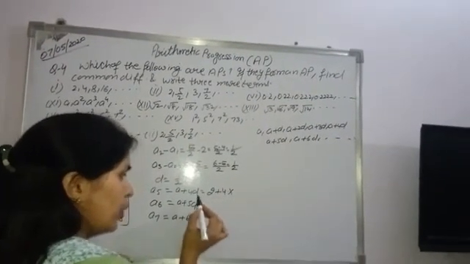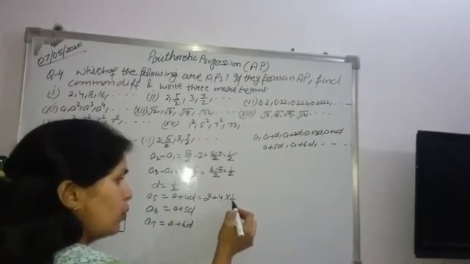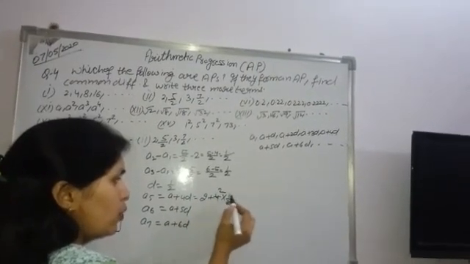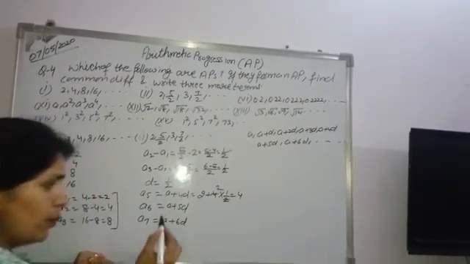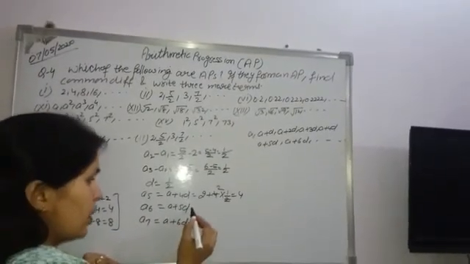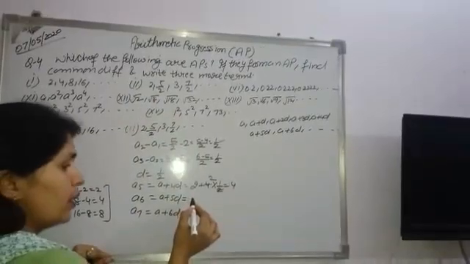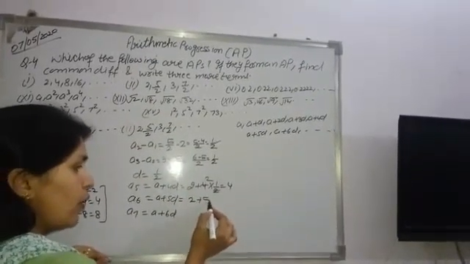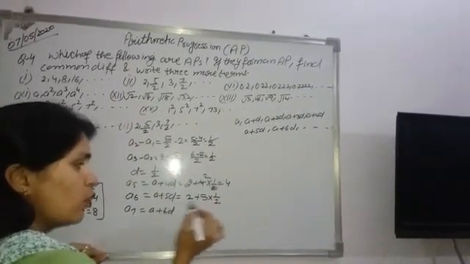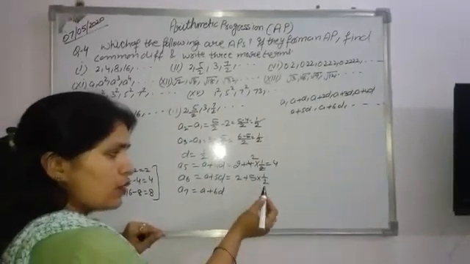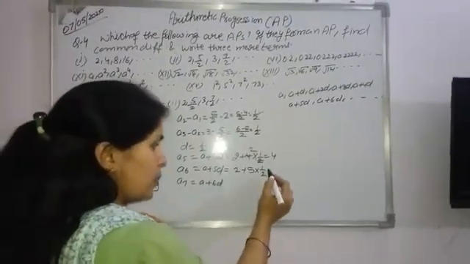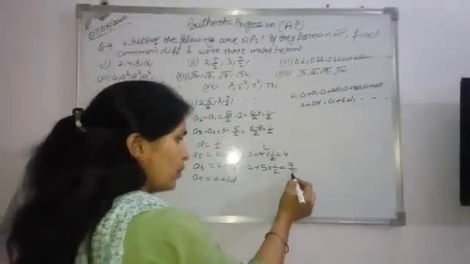2 plus 4 into, the common difference is 1 by 2. So 2 twos are 4, and 2 plus 2 is equal to 4. Now next is the sixth term. The sixth term is a plus 5d. Now what is the value of a? Again a is equal to 2, and 5 into the common difference 1 by 2. So 2 plus 5 by 2, and when we take the LCM, this value is equal to 9 by 2.